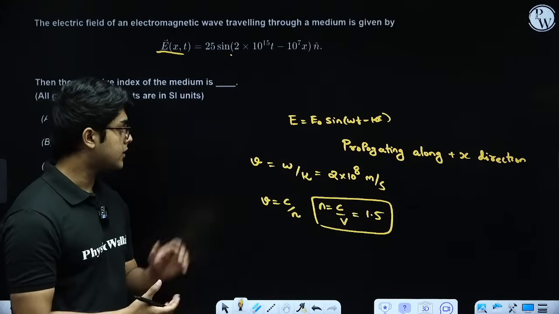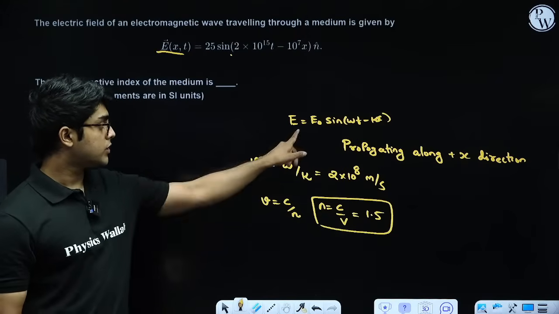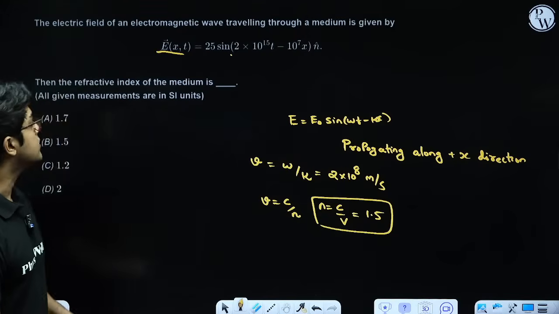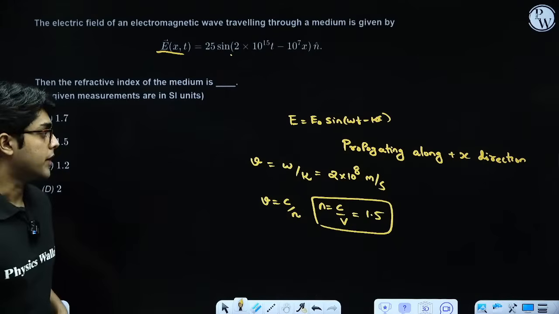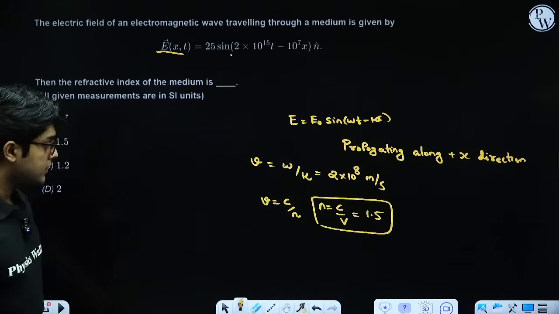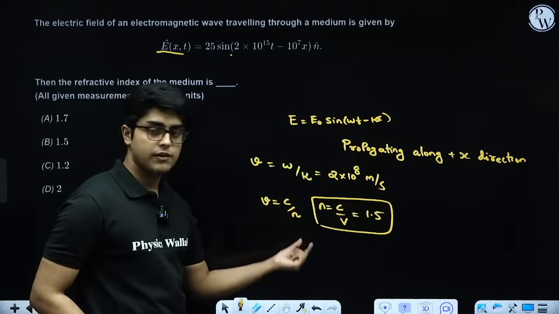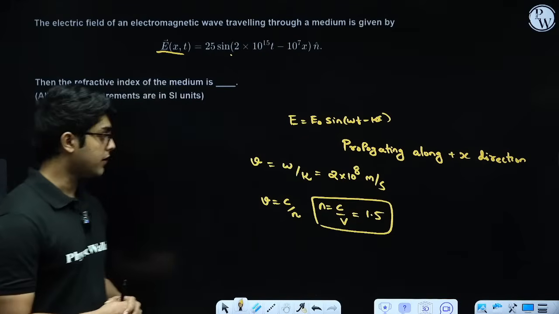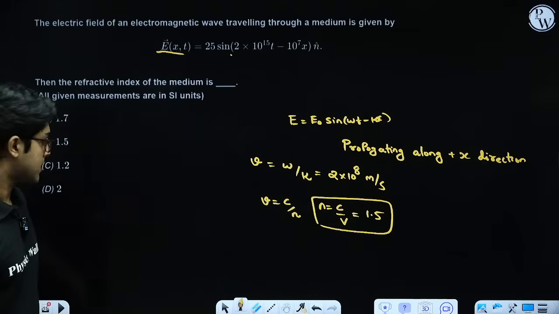So the main idea here is to find the speed at which this electromagnetic wave or light wave is moving. After that, the speed of light divided by the speed of the wave will give us the refractive index.